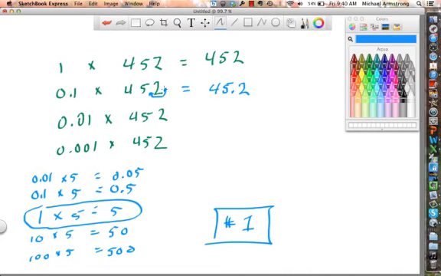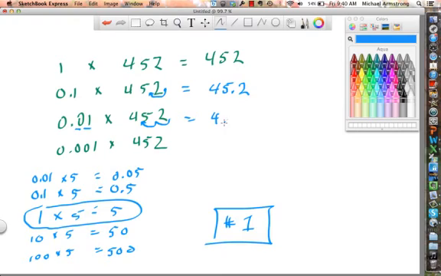So back to this one. This one we multiplied by 0.1 and we moved the decimal one place. So if we multiply by 0.01, we're going to move the decimal two places. And we have to move it this direction to the left because our number is going to get smaller because we're multiplying it by a hundredth. It's getting 100 times smaller. So it's 4.52.